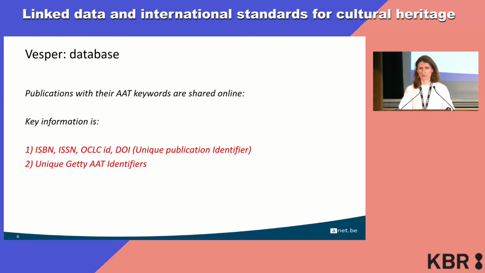So I already come to Vesper, our database. What we do in Vesper is sharing our publications with their AAT keywords online. And the key information to do this is obvious, that you need a unique publication identifier. In most cases, it is the ISBN number. And of course, you also need the AAT unique identifiers to identify the keywords.